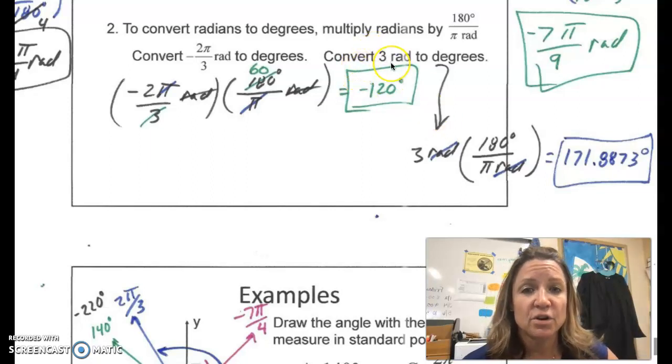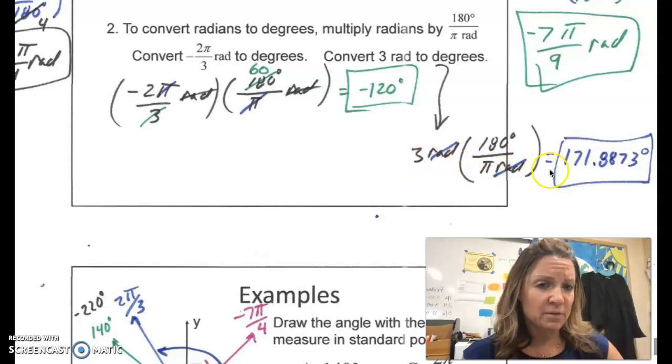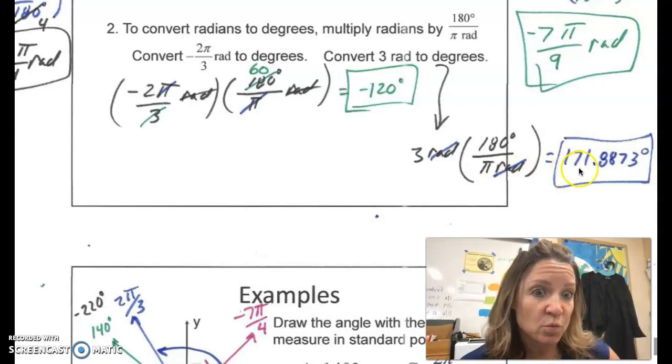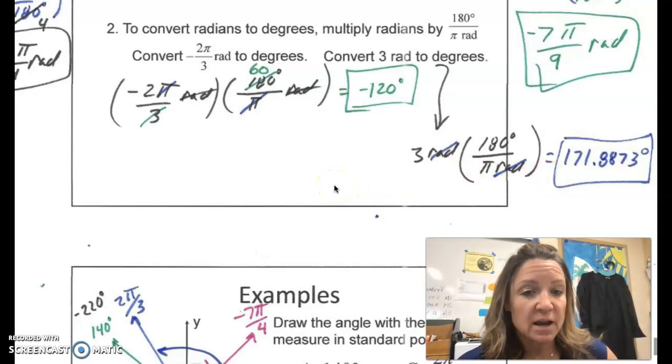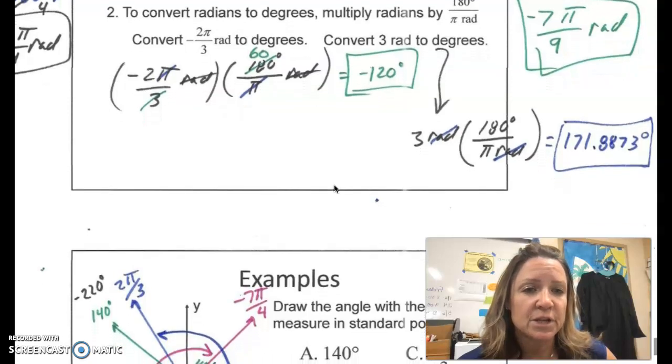All right, now let's convert 3 radians to degrees, so we're going to multiply that times 180 over pi. The radians cancel, and 3 times 180 divided by the pi button in your calculator is going to give you this decimal, 171.8873. If your calculator does not have a pi button, then go ahead and go to the Desmos Scientific Calculator to get that answer.